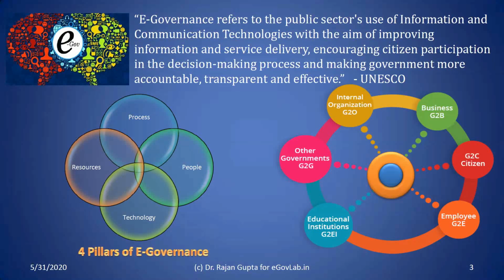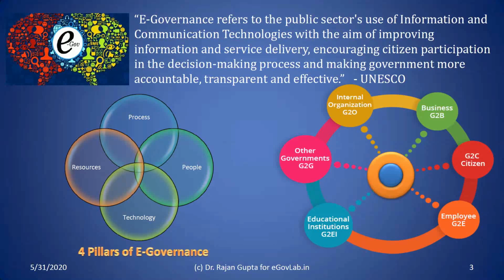Now, talking about the interactions, as you can see on the right side, there are various business entities and citizen entities that need to interact with government. So there are different models under e-governance. When we say that the government is interacting with citizens, then we say that this is a G2C model, where government-to-citizen services are provided or communication takes place.